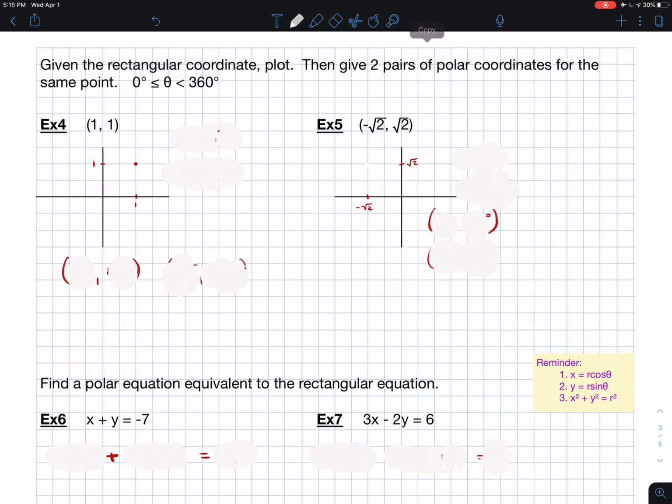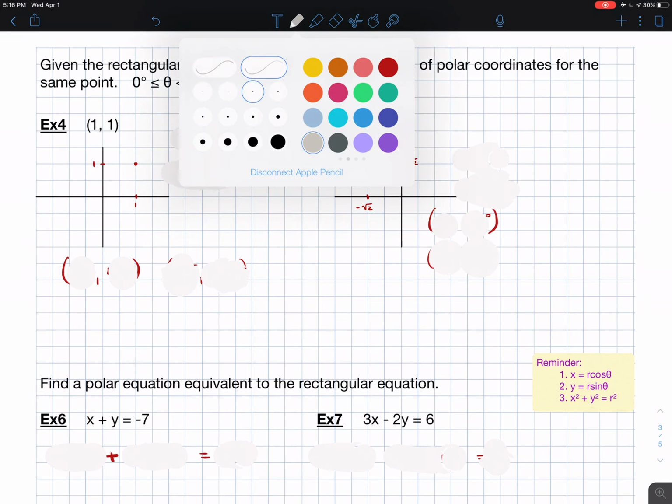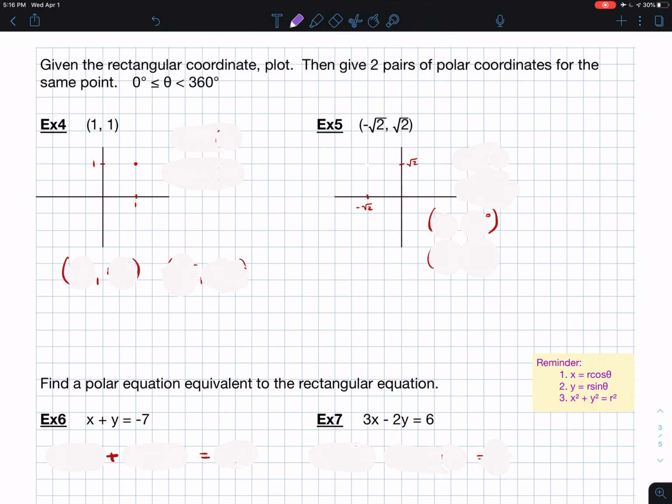Well, this means that I need to find out what my r is. I need to find out what my theta is. Notice I've also been given a restriction. I can only use thetas that are in degrees, and I can only use positive thetas. All right, so let's take a look. If I'm going to find my r, whoops.